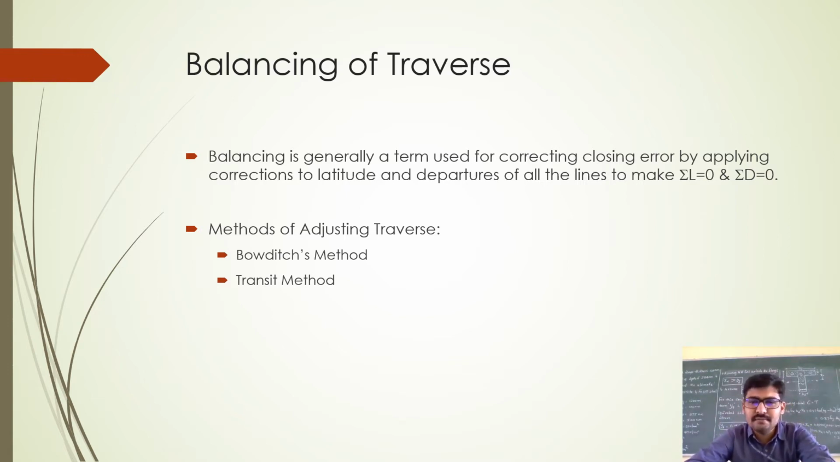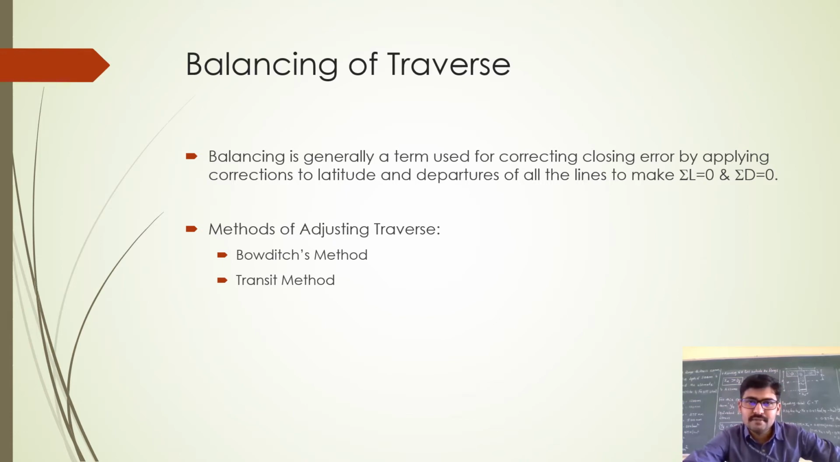So when all the latitudes are added, geometrically, considering the plus and minus signs, the sum should be equal to 0. Sum of latitudes should be equal to 0. Also the sum of departures must be equal to 0 for a closed traverse.